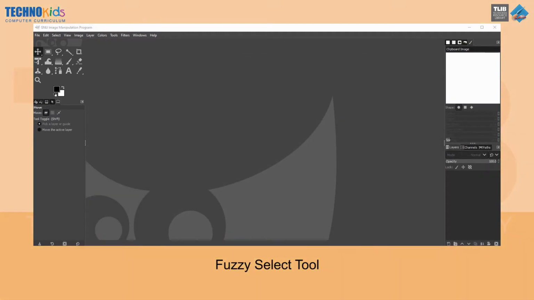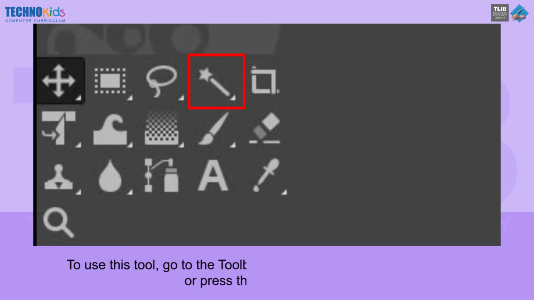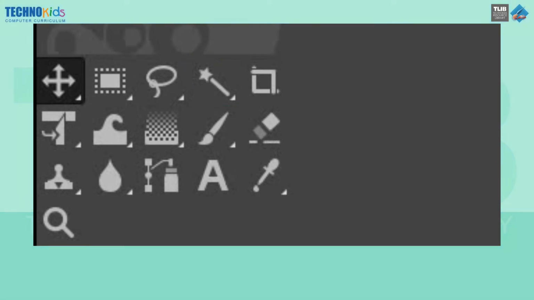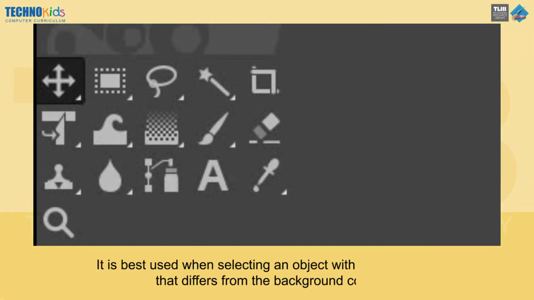Fuzzy Select Tool. The Fuzzy Select Tool or the Magic Wand tool creates a selection of an object based on color similarity in just one click. To use this tool, go to the toolbox and click on the Fuzzy Select tool or press the shortcut key U. Keep in mind that the performance of the Fuzzy Select tool varies on the pixel color. It is best used when selecting an object with only one color that differs from the background color.